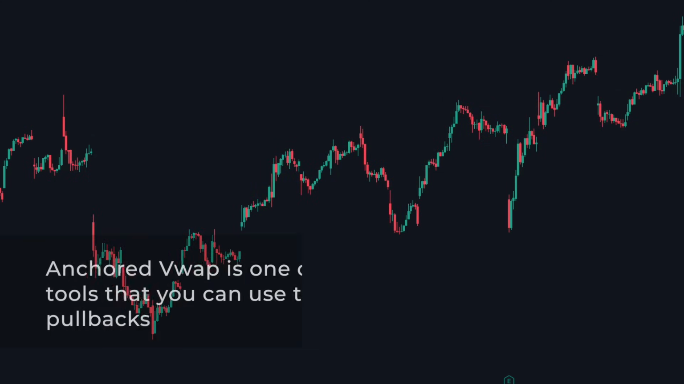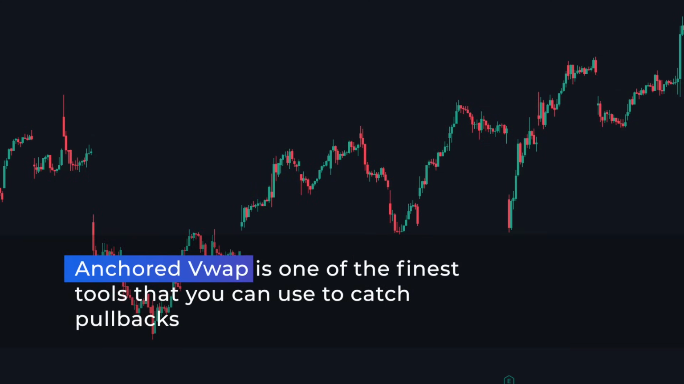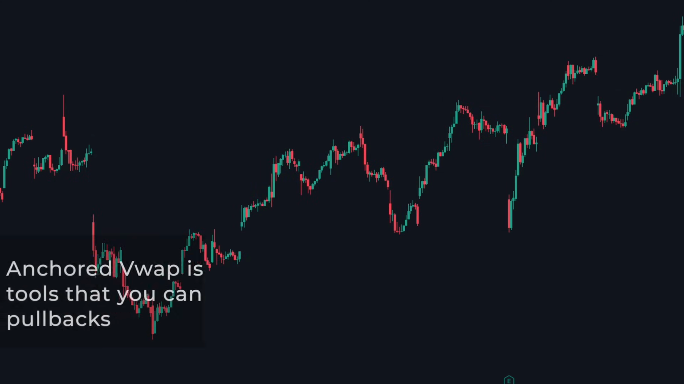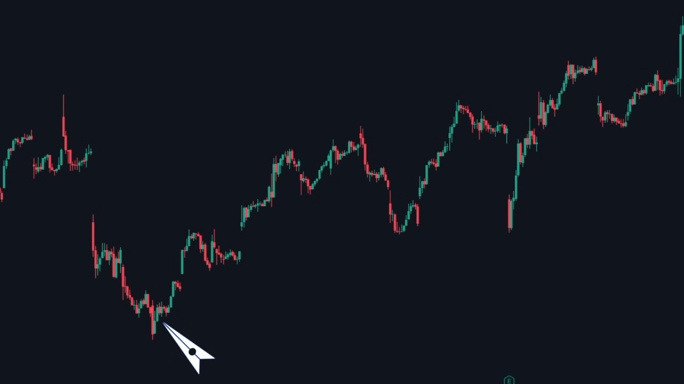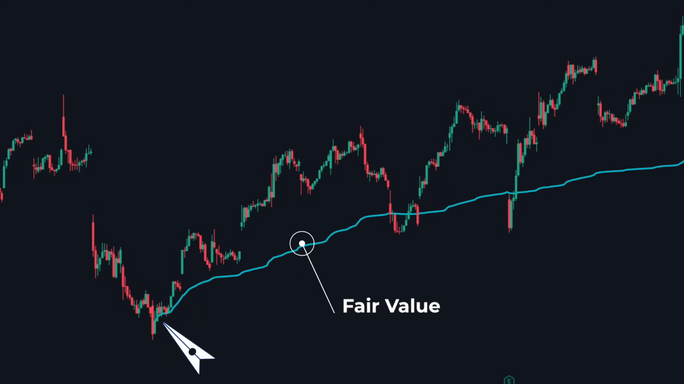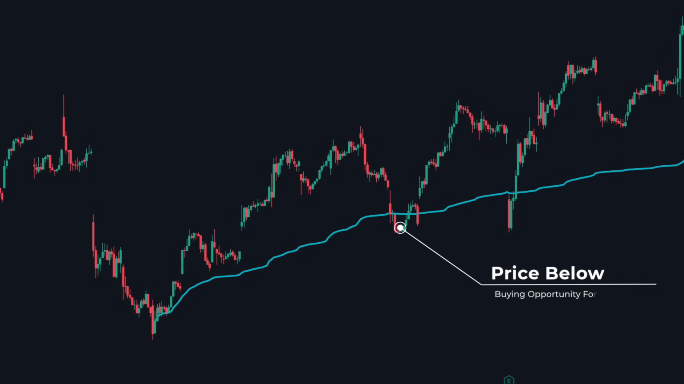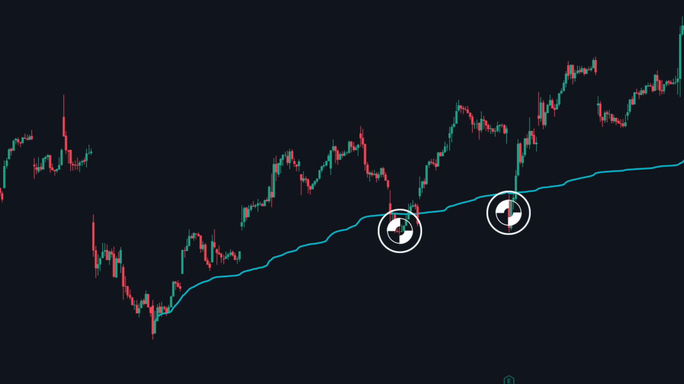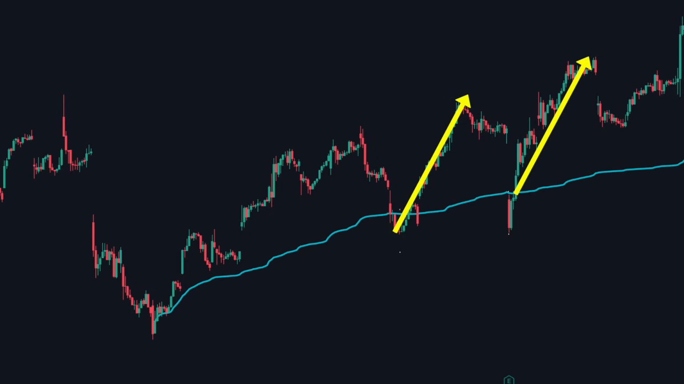The Anchored VWAP is one of the finest tools or indicators that you could use to catch pullbacks. Plotting it from a starting point of the trend gives you the asset's fair value within the trend. In an uptrend, when the price goes below the VWAP, this means that the asset is trading at a lower price than its fair value. The big players see this opportunity, and their buying orders take the prices above the VWAP.